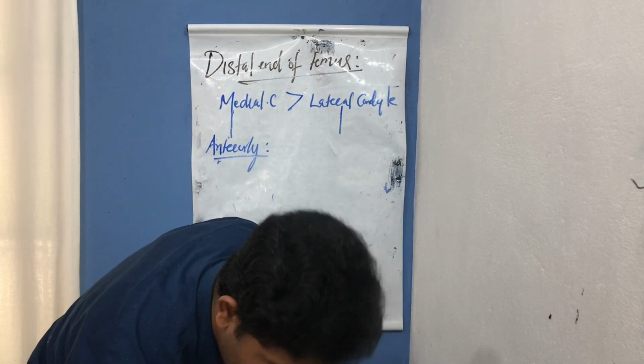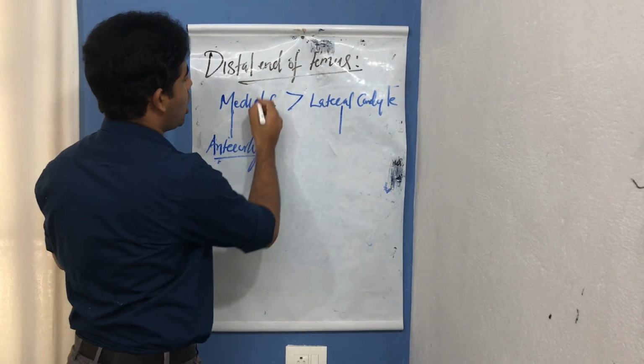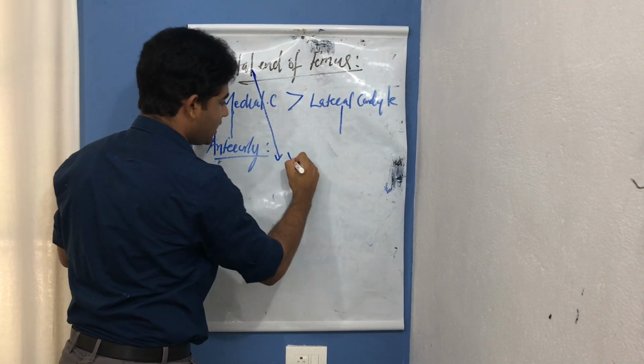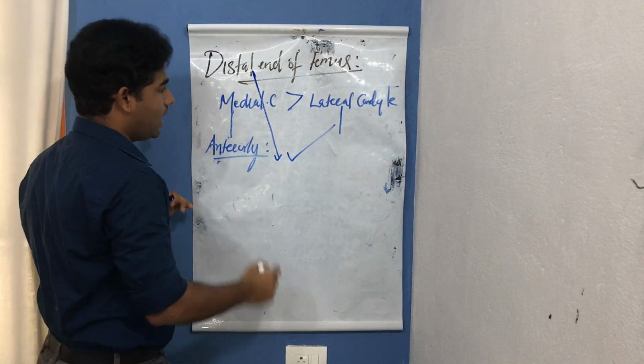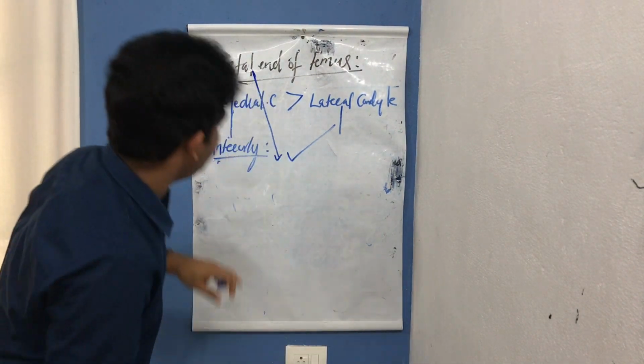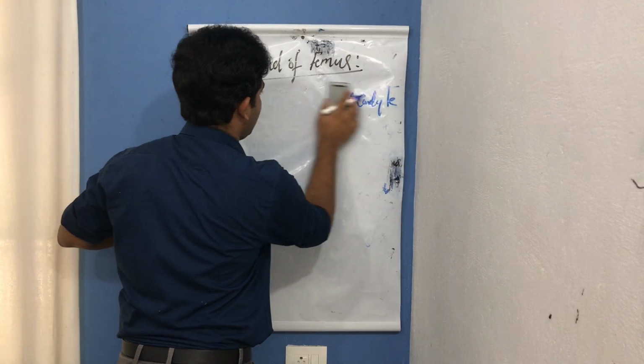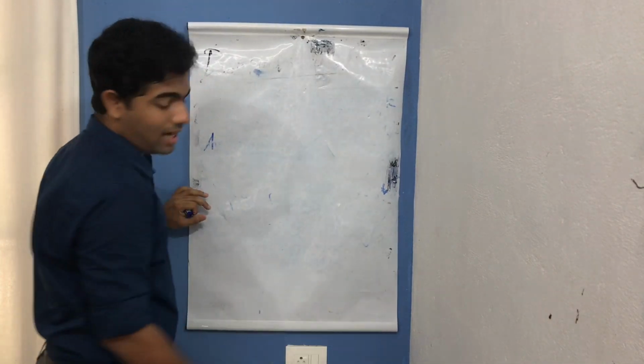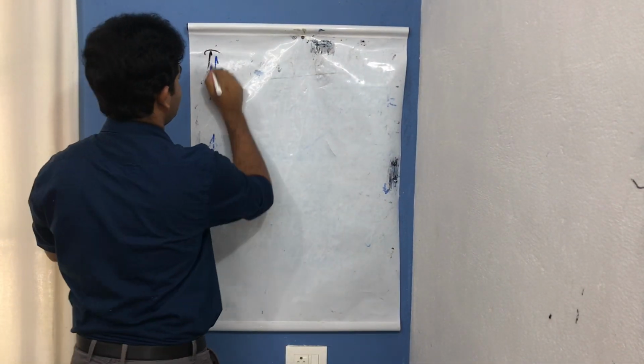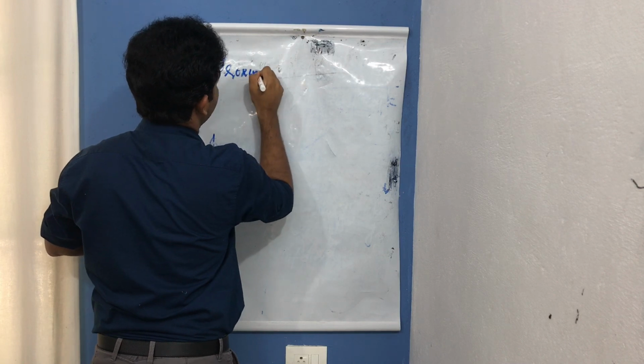Now our discussion on the distal end of the femur is over. Let us move on to the proximal end of tibia.